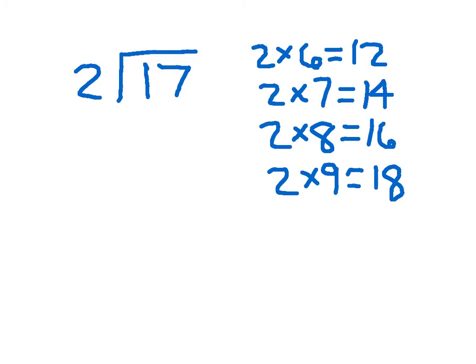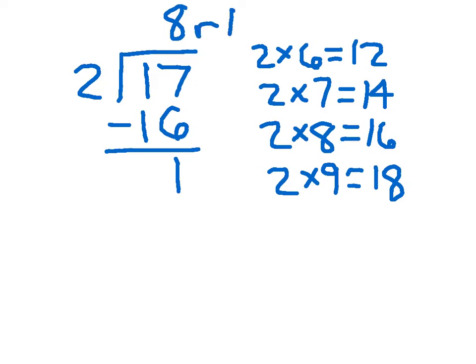So we're going to go ahead and choose 8 here, and again, we're going to write that 8 directly in the ones place there, right over that 7. 8 times 2 is 16, and we'll go ahead and write that 16 right there. 17 minus 16 is 1, and 1 is our remainder. Again, those steps: we divide, we multiply, we subtract.